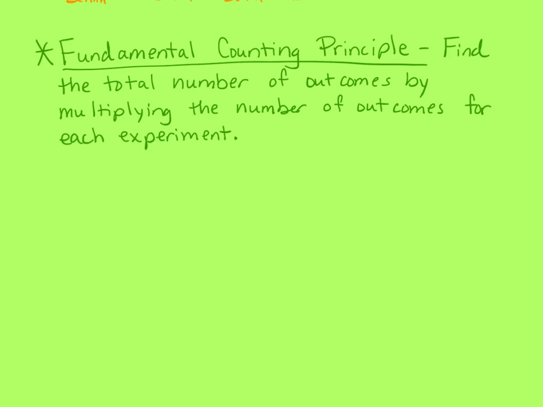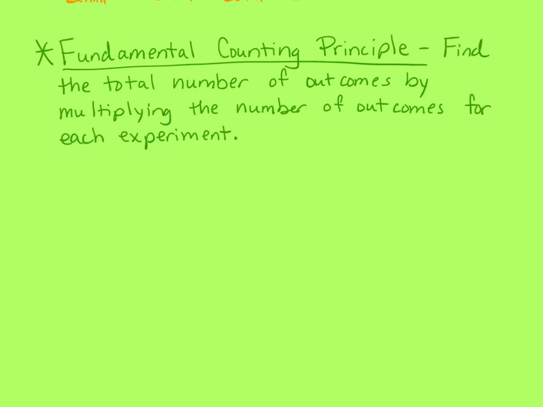The fundamental counting principle is used to find out the possible number of combinations or outcomes without having to draw a giant tree diagram. So it's going to allow us to find the total number of outcomes by multiplying the number of outcomes for each experiment. This is useful when you get into larger numbers, and also when you don't have to know what every possible combination is.